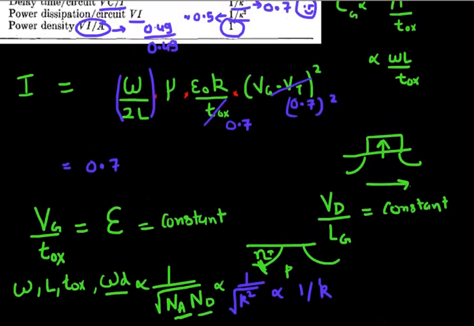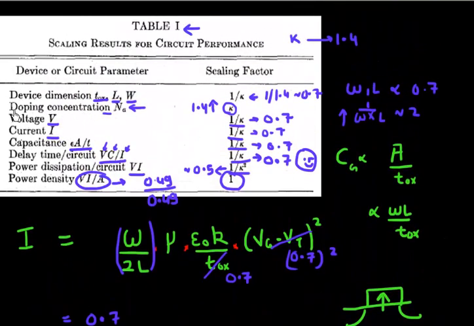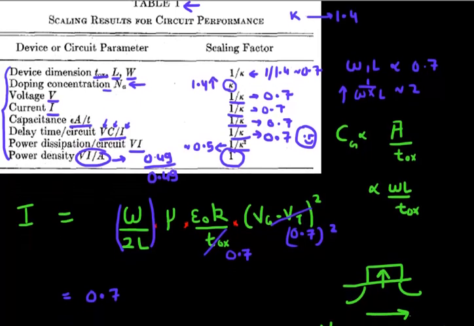So that's the remaining line in this table, and we have seen how this whole table plays out. If you scale all your dimensions, you scale your voltage, your power consumption per circuit actually scales down, reduces by half, and your power density stays the same.